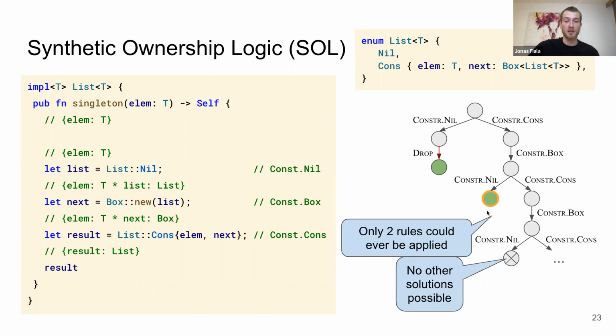And the nice thing about this example is that we've only had kind of two rules. So we've had this construct rule and the drop rule. And of course, the tool has many more rules at its disposal. But since we're only working with owned things, we were quite restricted with the generics. It only ever could apply these two rules. So the search tree remains very small, and it's able to find a solution very quickly.